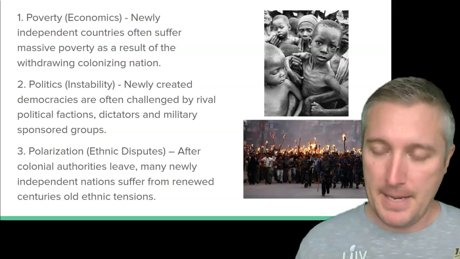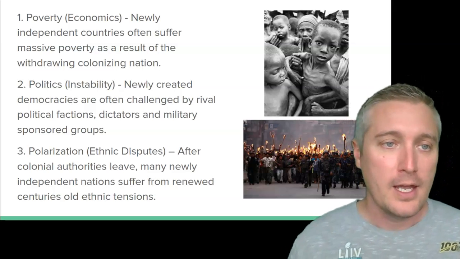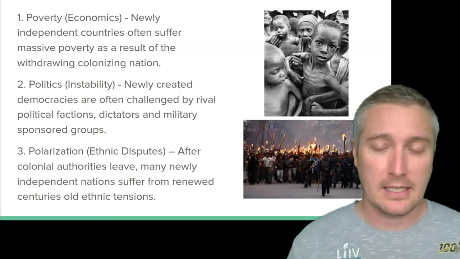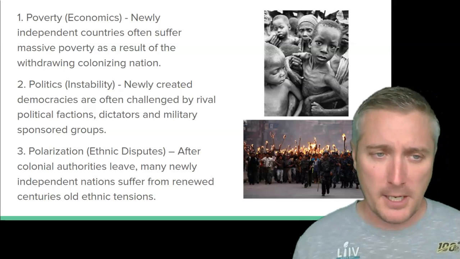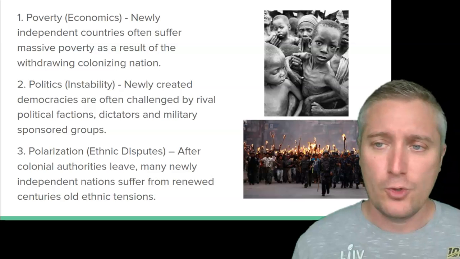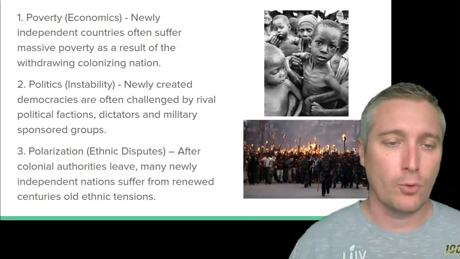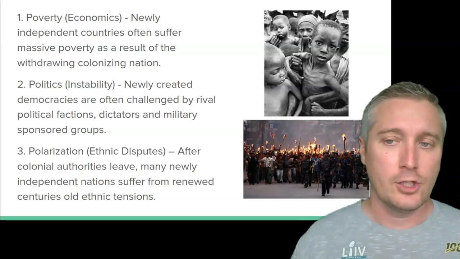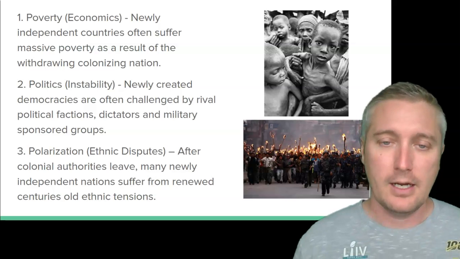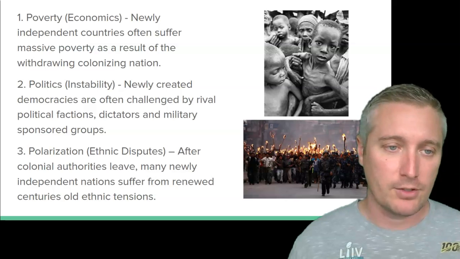These are three impacts that this decolonization process has had throughout the world. First of all, economic poverty. We see that a lot of newly independent countries, especially I'm thinking of nations throughout Africa, who have had their resources taken, quite literally mined and taken for decades and centuries. When they're left on their own, many of them are left with basically zero resources to build off of. So you do have massive poverty after decolonization.